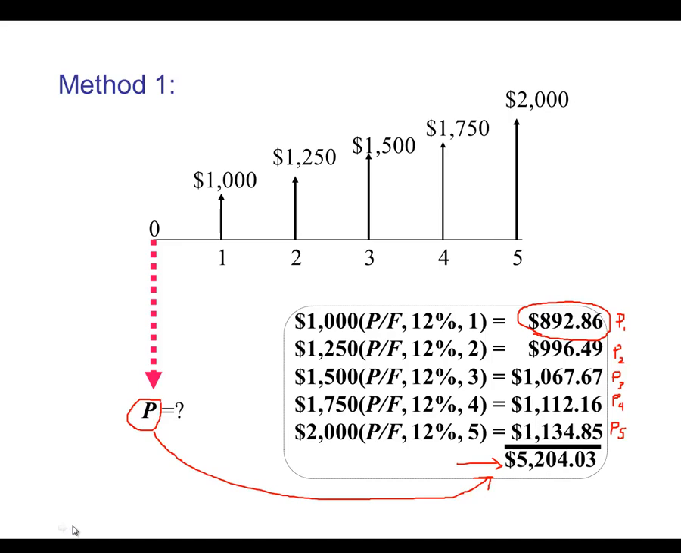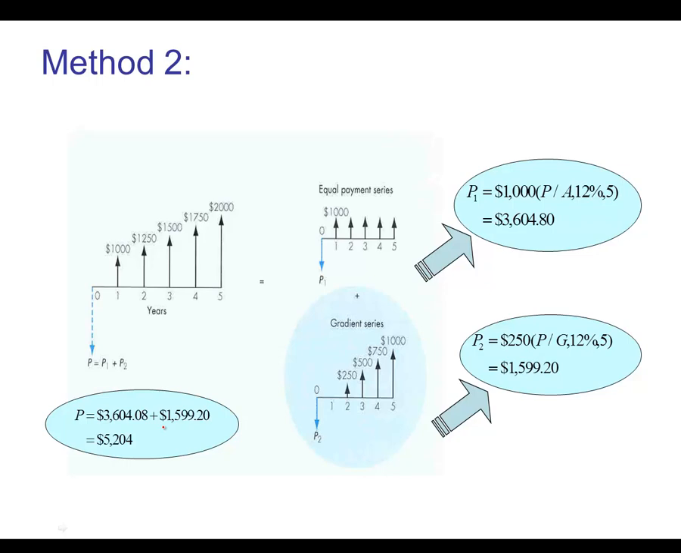For the second method, we divide the series of payments into an equal payment series, where each payment is 1000, and a gradient series with G equal to $250. Notice that for the gradient, year 1 will be 0 and start growing from that point. So it will be 250, 500, 750, 1000, and so on.